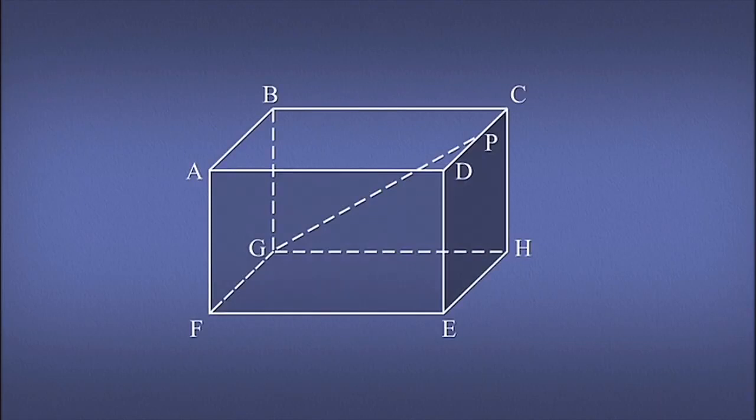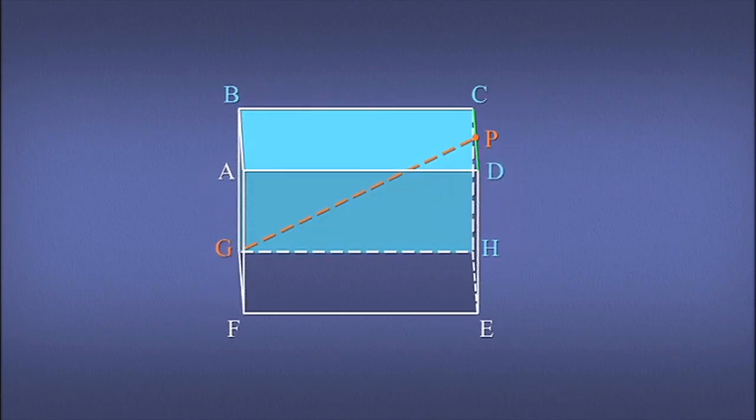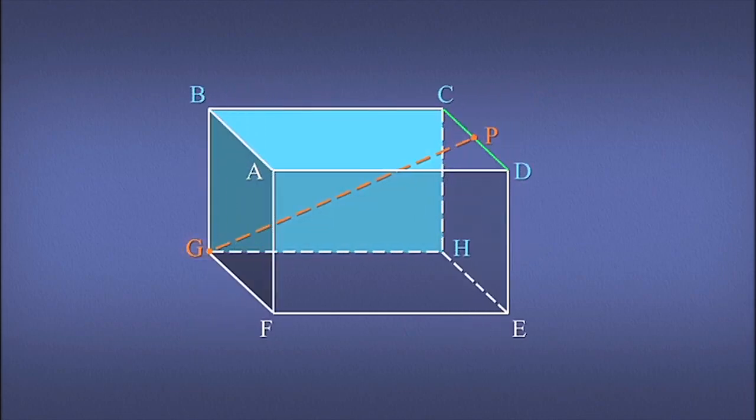Here is another cuboid. Point P is the midpoint of DC. Let's find the angle between the straight line PG and the plane BCHG. Point G touches the plane BCHG. Point G is the point of intersection.